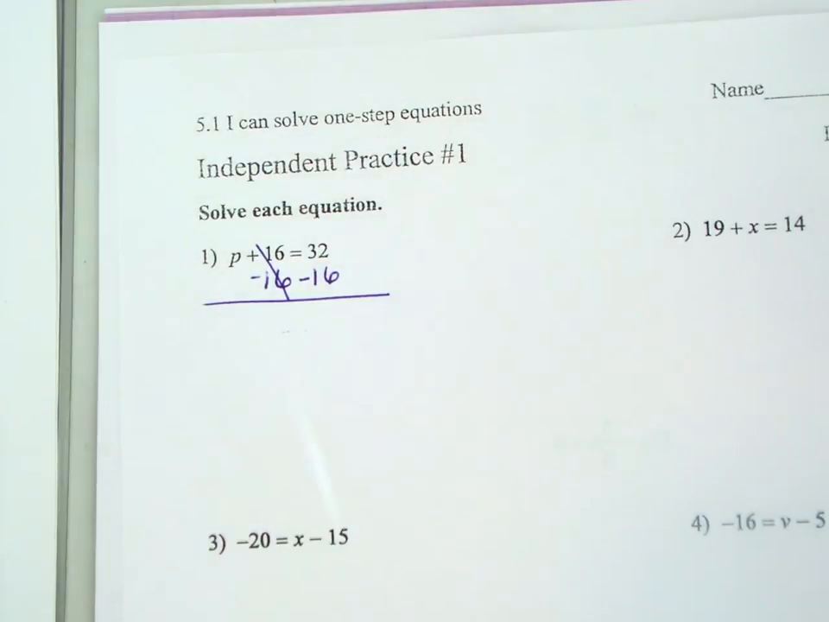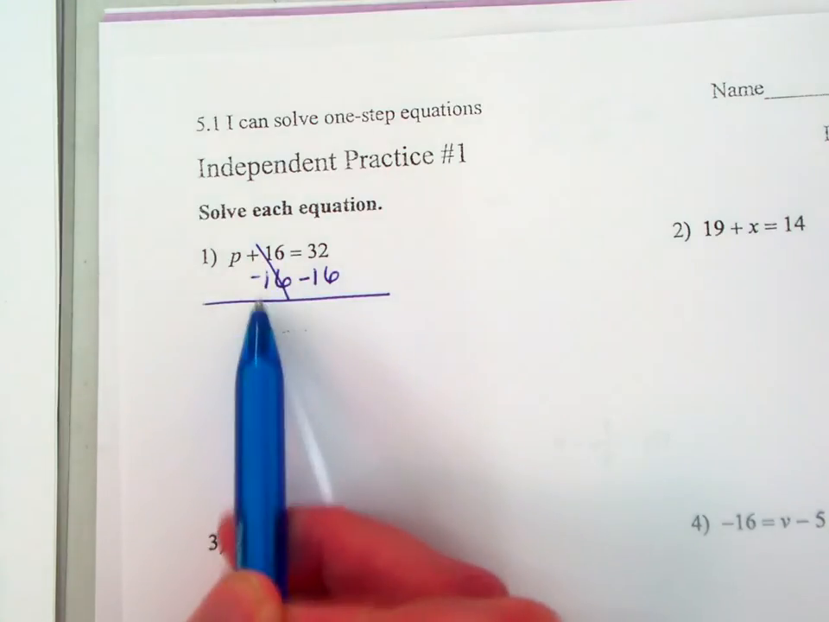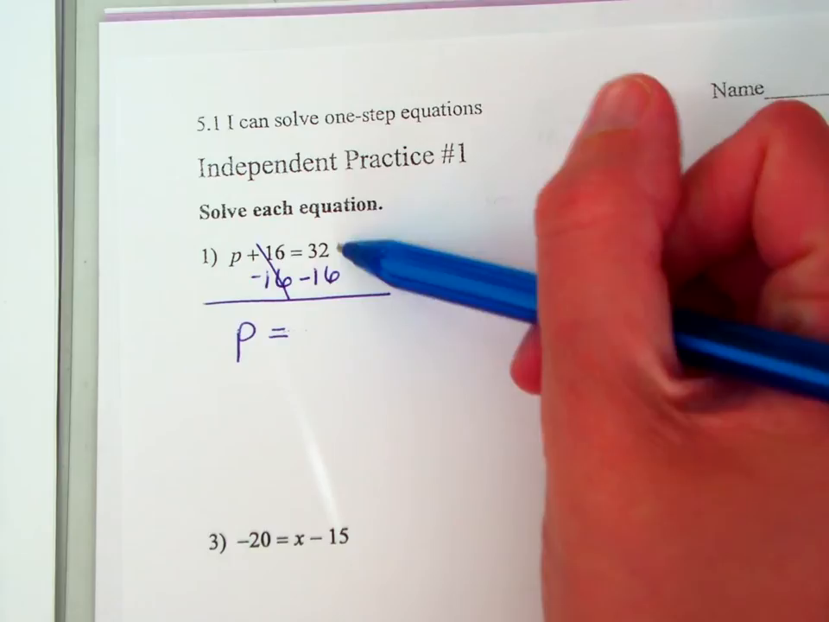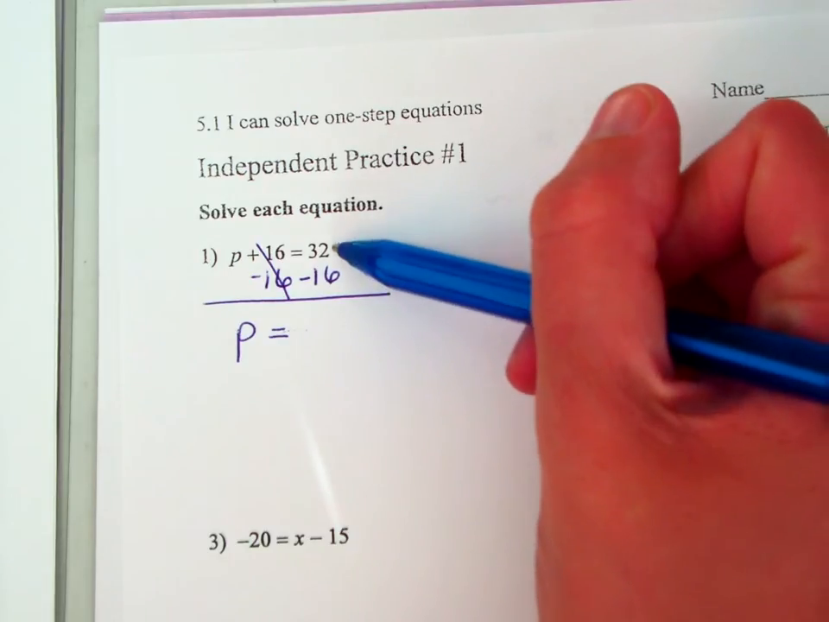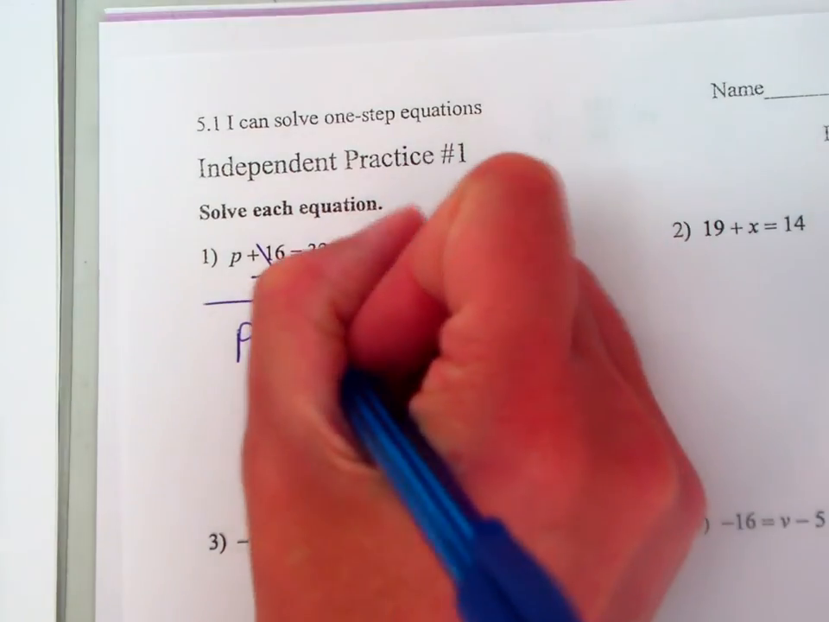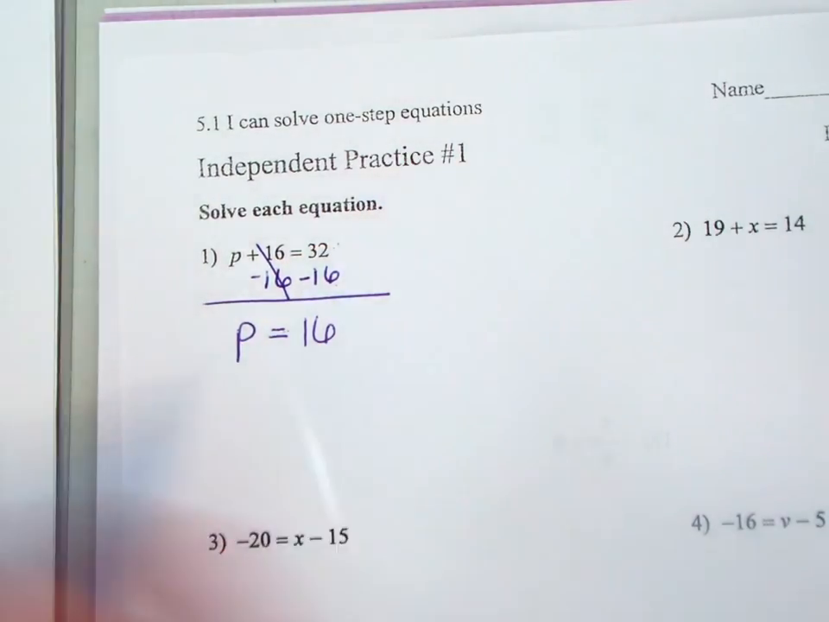And then we can show that positive 16 and the negative 16 would cancel out, bring down our variable, and then we're going to subtract this other side. 32 minus 16 would leave us with 16. And now we have just our variable equals 16.